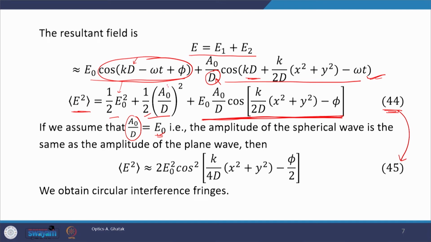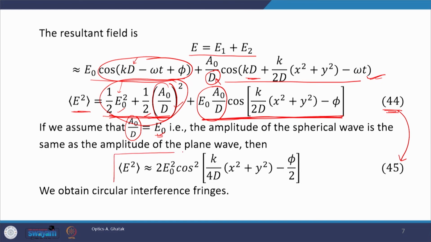Because this is again equal to E naught square, the first two terms are equivalent to E naught square. The first one is E naught square by 2, the second is also E naught square by 2. Therefore, these two terms collectively are equal to E naught square. Here too, these two terms would be equal to E naught square, and what is left is cos of k by 2d times x square plus y square, minus phi.